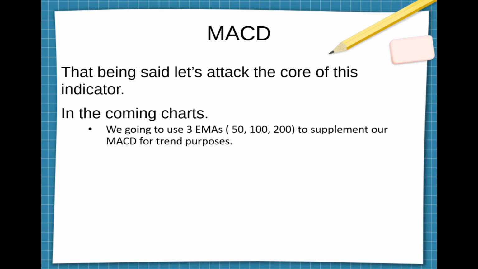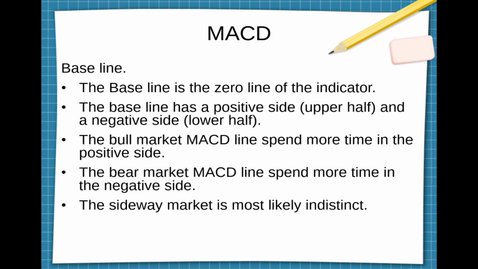That being said, let's go over the core of this indicator. So we're gonna use three EMAs, the 50, 100 and 200. Sometimes I use the 55, 99, 200 with our MACD, so you can kind of see or associate them, since we already went over moving averages in the previous lesson.